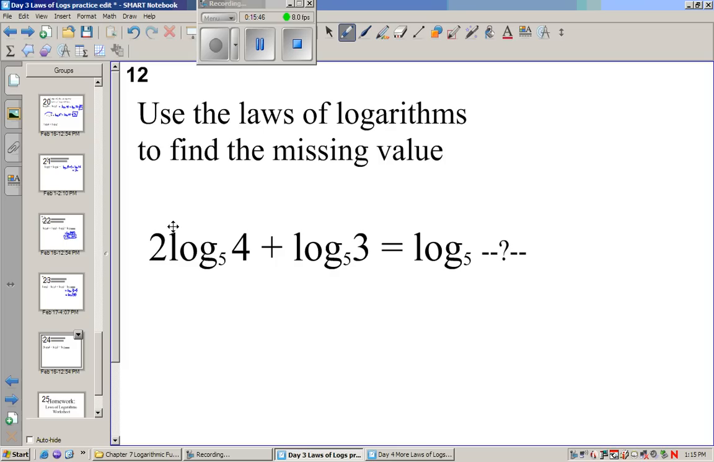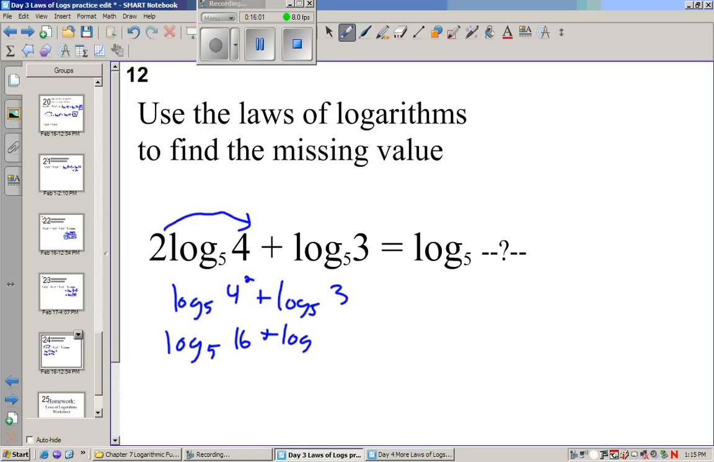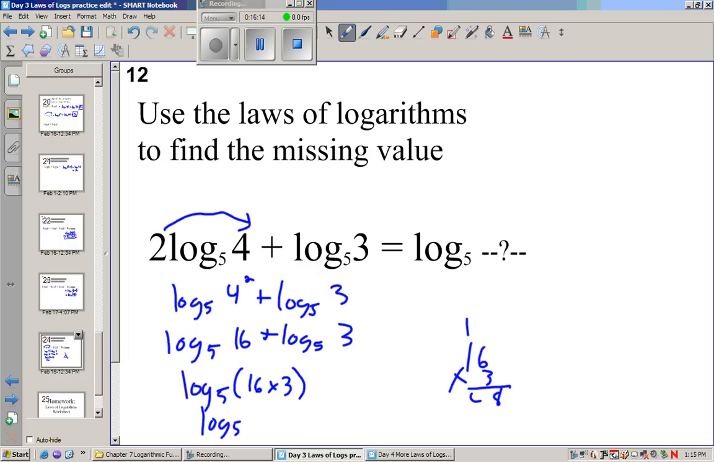Alright, now in this case we have that 2 out in front. First thing I'll do is put it in the exponent. So I have log base 5 of 4 squared plus the log base 5 of 3. So that's going to be log base 5 of 16 plus log base 5 of 3. Since there's an addition, we can combine those. So it's log base 5 of 16 times 3, which I believe is 48. Yep, I'm right. Log base 5 of 48.